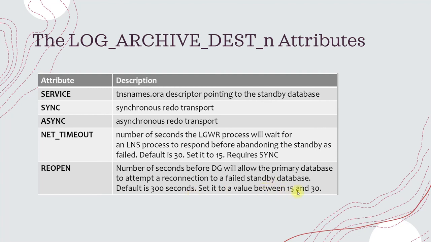Usually you should set it to 15 to 30. You don't want to wait that much longer, because the application and the objects as well as the data are very critical, right? You don't want to lose that particular 5 minutes. So as soon as something is lost, the primary database will try to reconnect in 15 to 30 seconds. Never set it to 300 seconds, which is a big number.